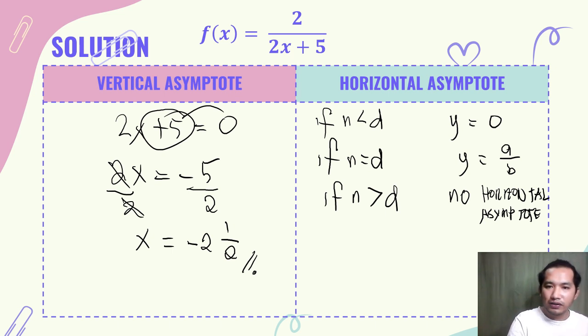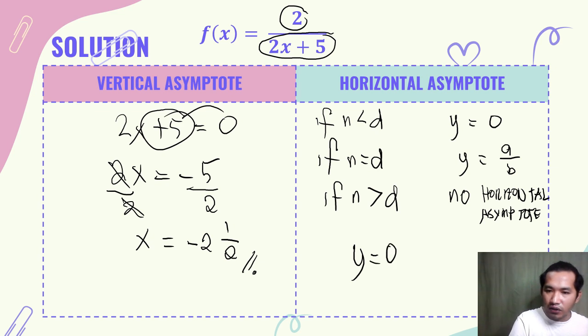So, let's examine the function. As you can see, our numerator is a constant number, and our denominator is a binomial. It falls in our first condition, that is n is less than d. So our y is equal to 0.